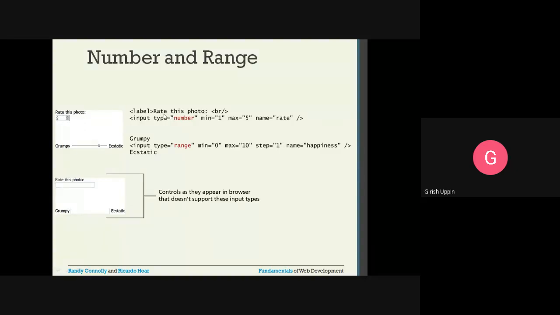You are giving a label, rate this photo, then a break, so it goes to the next line, and I have input type equal to number. I can specify the minimum number and the maximum number. The minimum is 1 and the maximum is 5, and the name of this control is rate. HTML5 will automatically do the validation. It will not take values less than 1 or greater than 5. It will take a number between 1 and 5. This avoids me having to write JavaScript for validation.